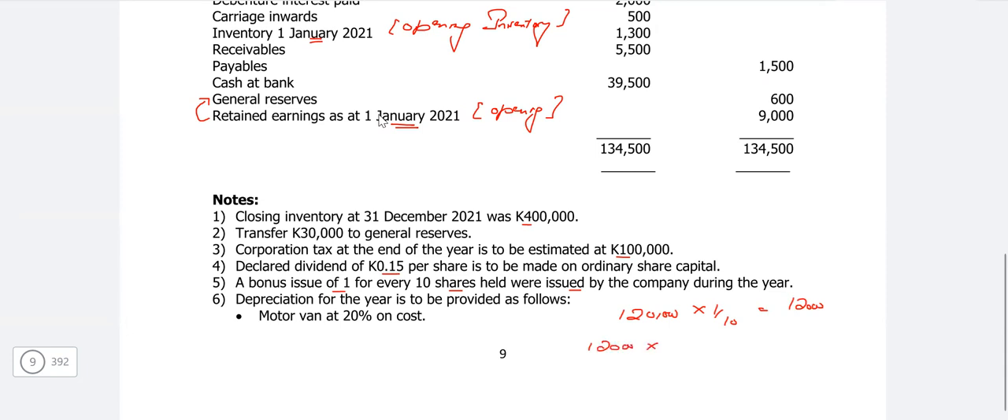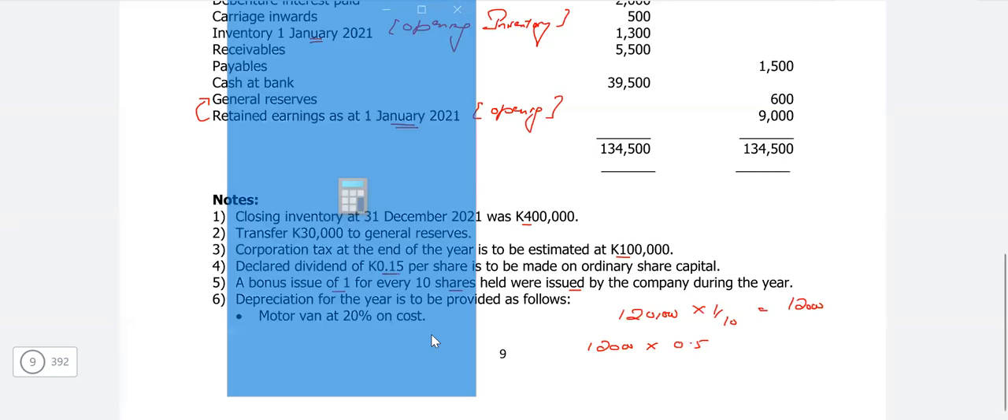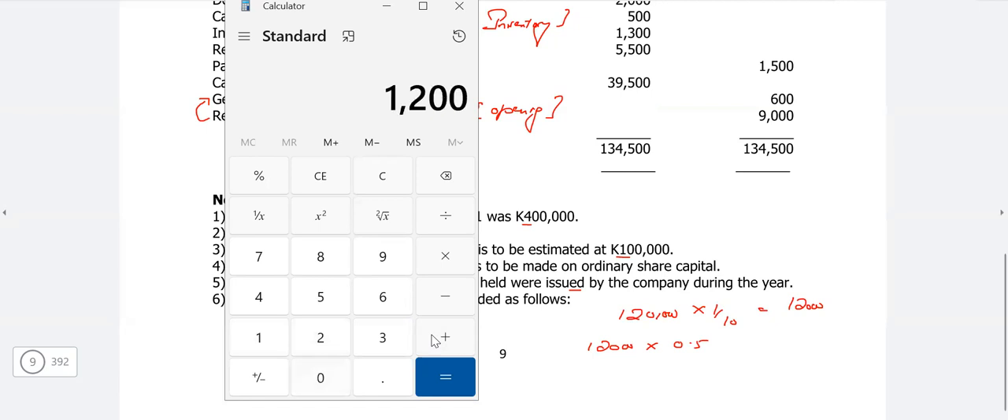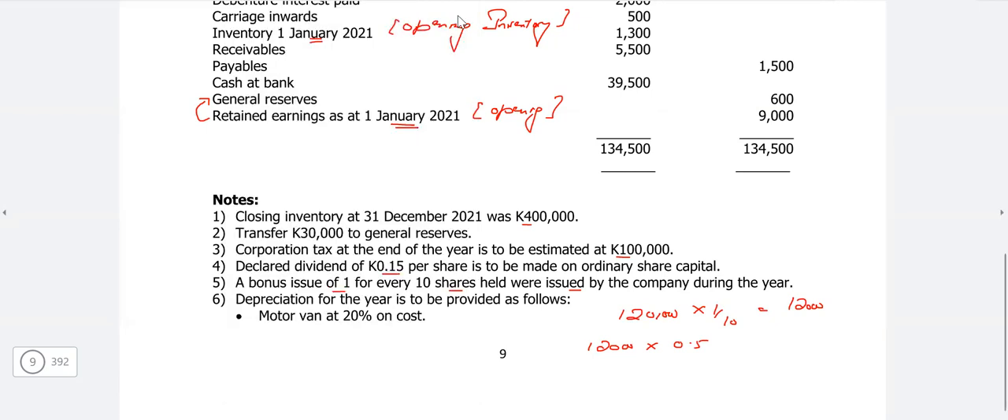The par value is 0.5. So we can do that. Just showing you, 12,000 into 0.5, and we obviously get 6,000. Now this is the balance. K6,000 is the balance.